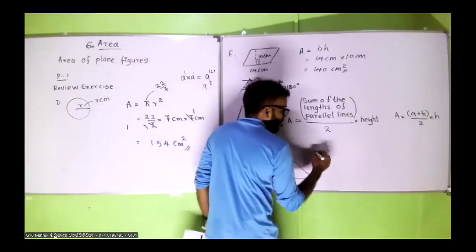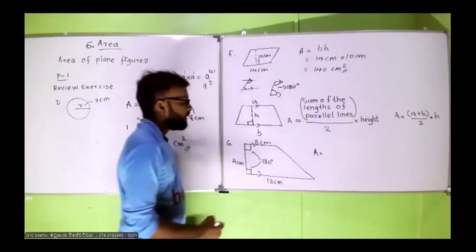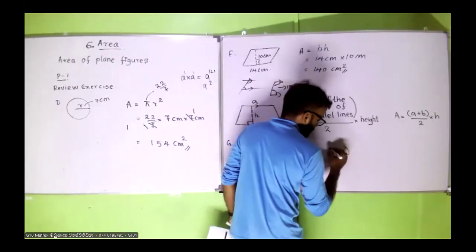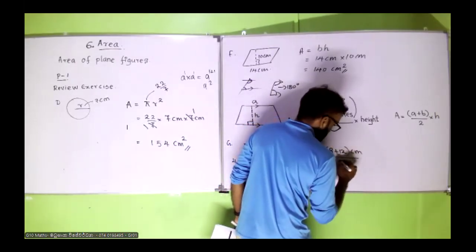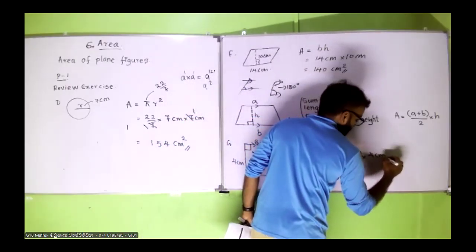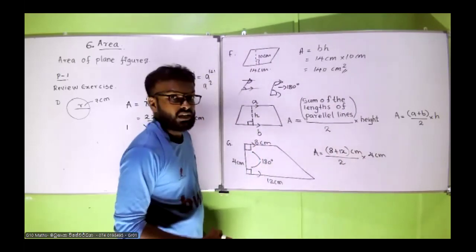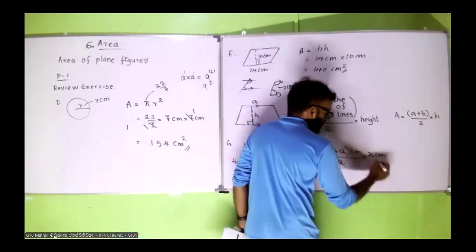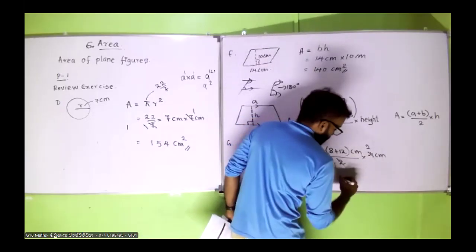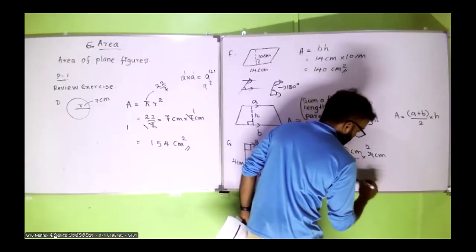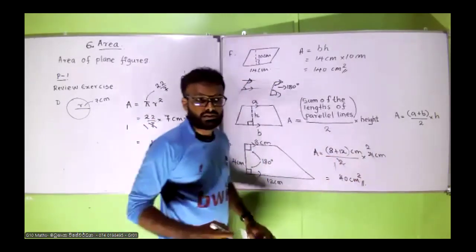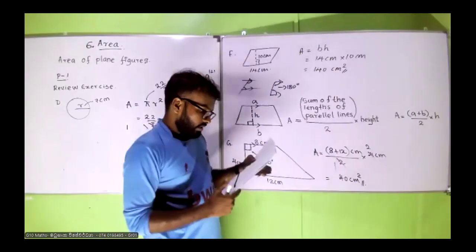Right. So I will be applying the theory. Area equals 8 plus 12, the summation of the parallel lines, centimeters, divide by 2, multiply by the perpendicular height, 4 centimeters. Can I simplify? Yeah. I can find 2 times 1, 2 times 2. Here you have 20, 20 into 2, 40. 40 square centimeters. Done. Centimeter into centimeter, square centimeters. Right. Okay.